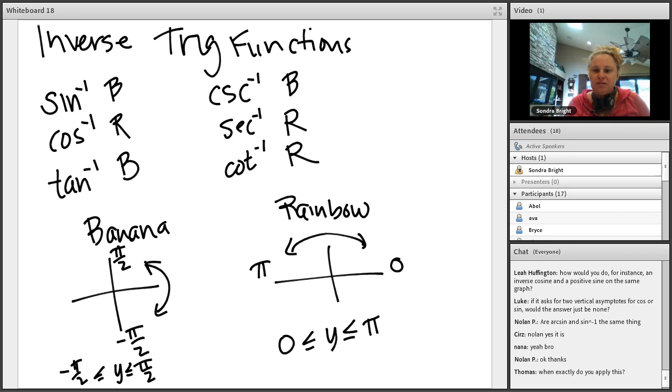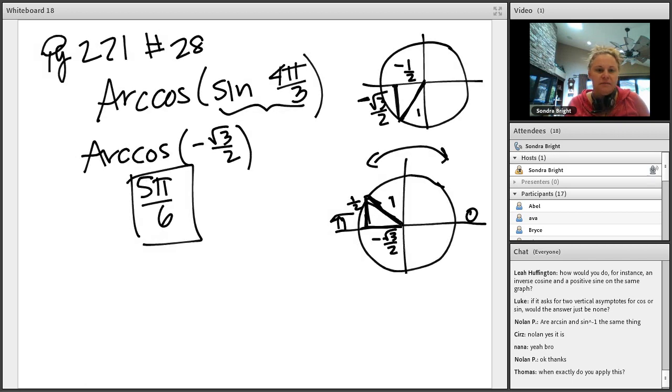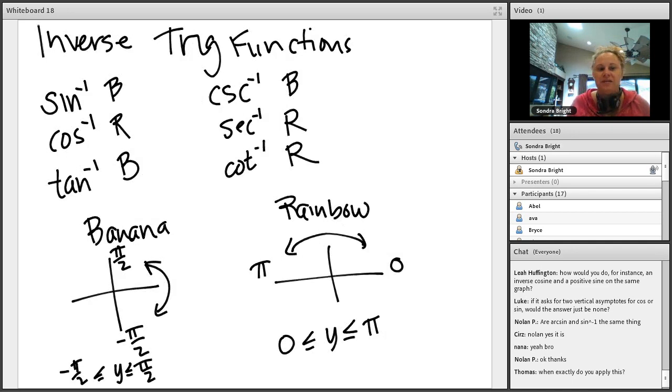Okay. Inverse trig functions, right? I just did it on this problem right here, arc cosine. I used rainbow, right? If it had been arc sine, I would have used a banana. Or if they talk about range and stuff of inverse trig functions. It's for the inverse trig functions. Okay.